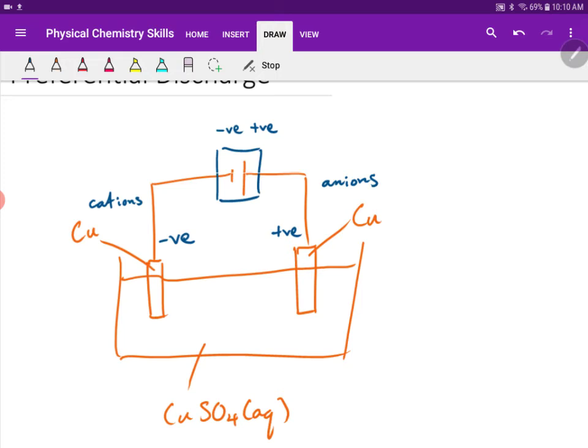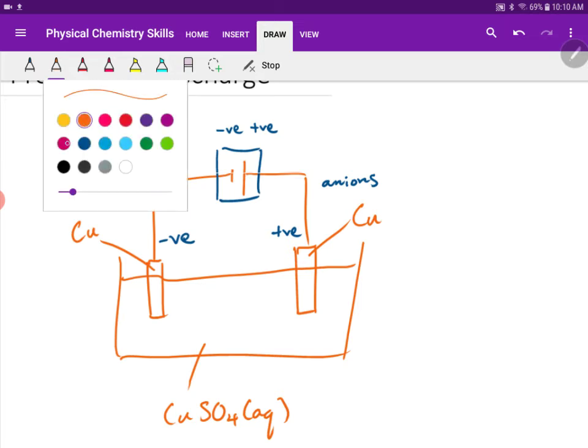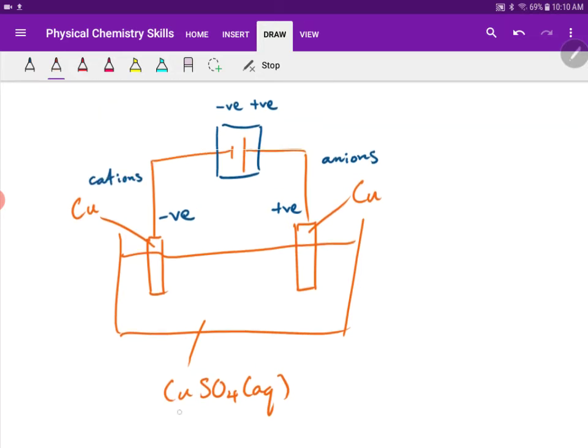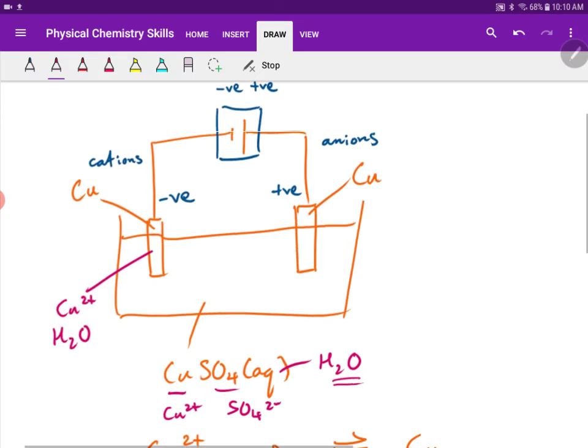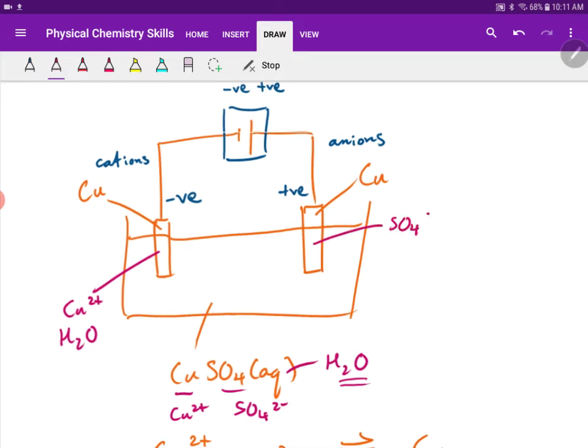The next step after deciding which is the cathode and which is the anode, and what the charges are, is to decide the species that go to each electrode. So let's look at this solution. In this solution we only have three things: Cu2+, SO4 2-, and water, which is all over the place, and it's predominantly water, not H+ or OH-. If we take a look at the electrodes, the negative electrode will attract the positive cation. So at this electrode you have Cu2+, and because this solution is filled with water, you will have H2O around it. Likewise, the other electrode is the anode, so it will attract the anions, and you will get SO4 2- here, and you also get H2O around this electrode.